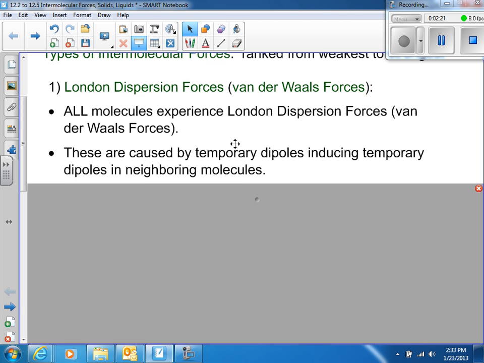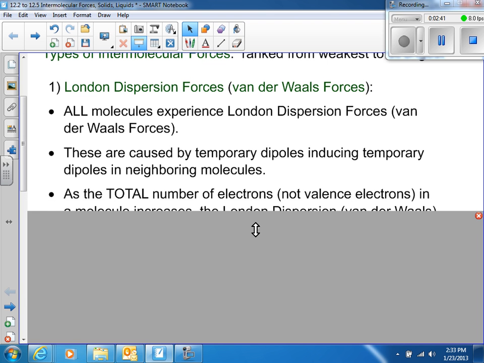So sometimes what happens is electrons in one molecule will move to one side or the other of that molecule, and that creates a negative and a positive end, which would be a temporary dipole, because if you have a negative and positive end, you have a dipole. It's only temporary because the electrons might go back to where they were.